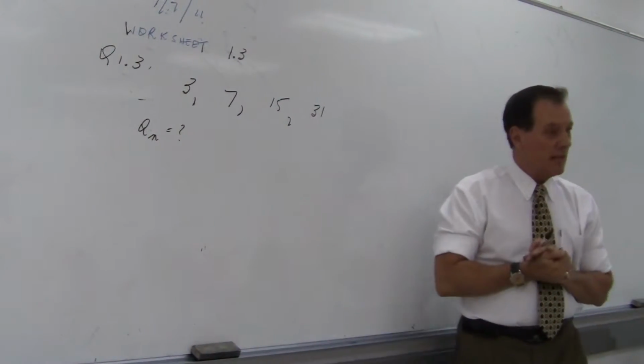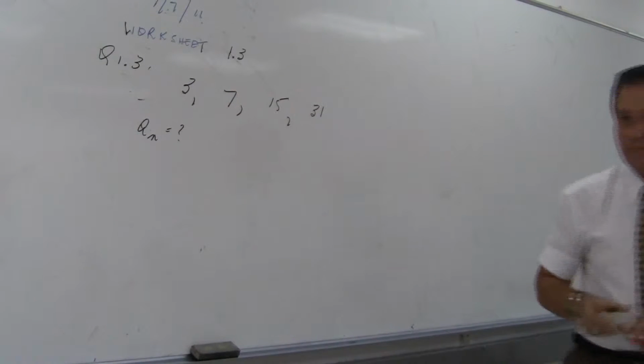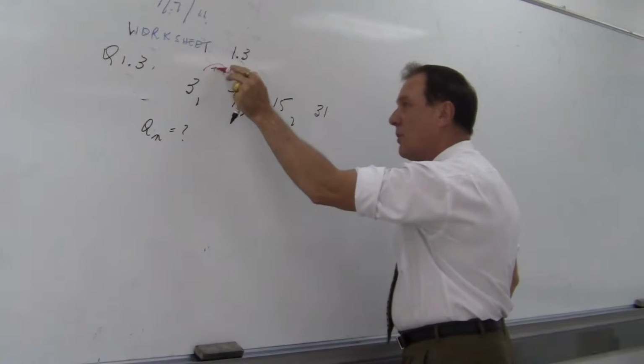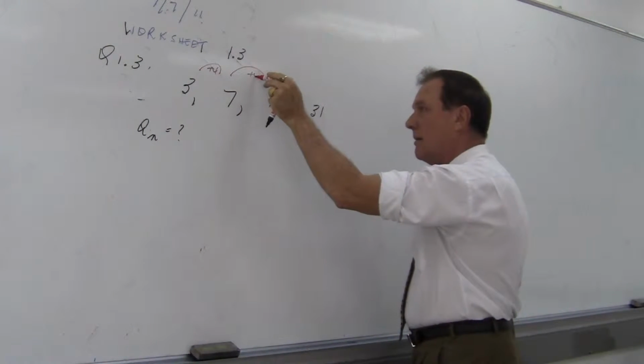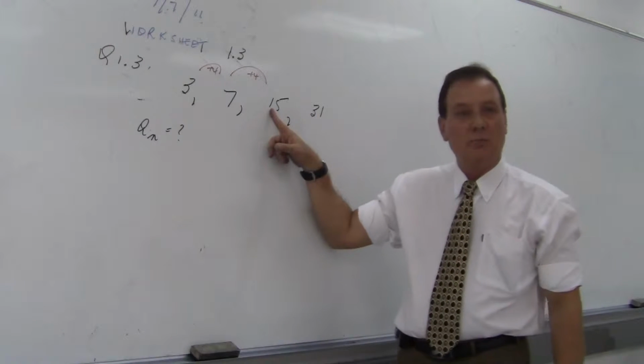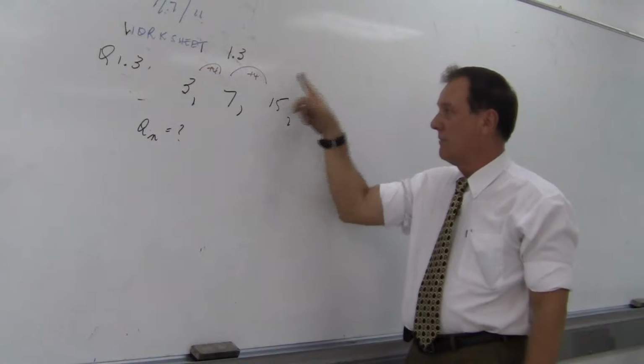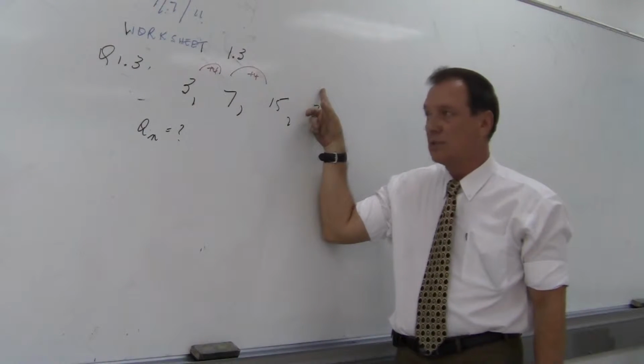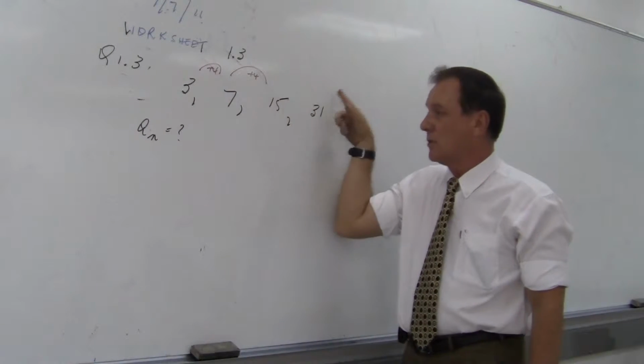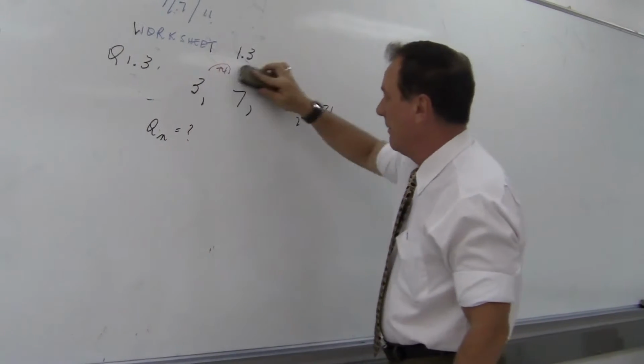Could it be arithmetic? Let's check it. 3 plus 4, so I'd have to add 4 again. No, that one would need to be 11, and it's not, it's 15. The difference here is 16, so it's no good at all. We need a constant common difference there, we don't have it.